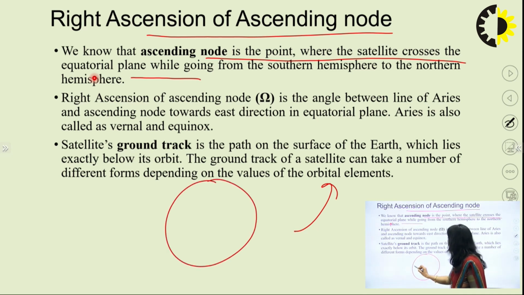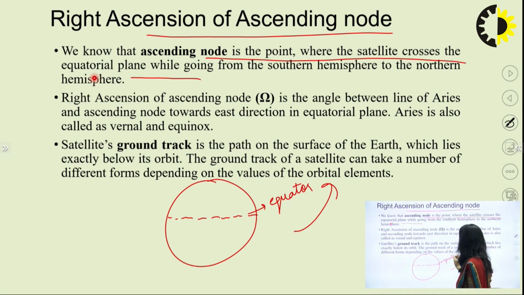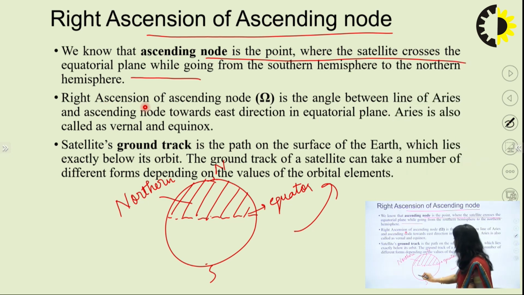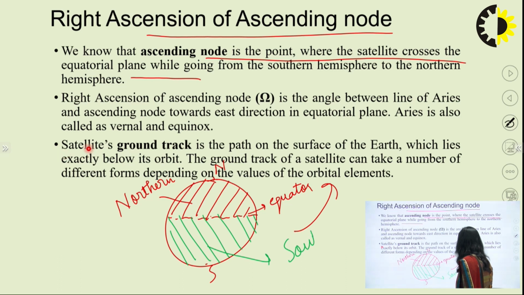Here we have Earth. So, if we divide this Earth in two parts with respect to the equator, the above point, this is the north pole and this is the south pole. So, from equator to north, this is known as the northern hemisphere. And from equator to south, this is known as the southern hemisphere. Right? Okay. So, we all know the ascending node. Ascending node means the point of intersection of the equatorial plane and the satellite orbit, while your satellite is going from south to north.